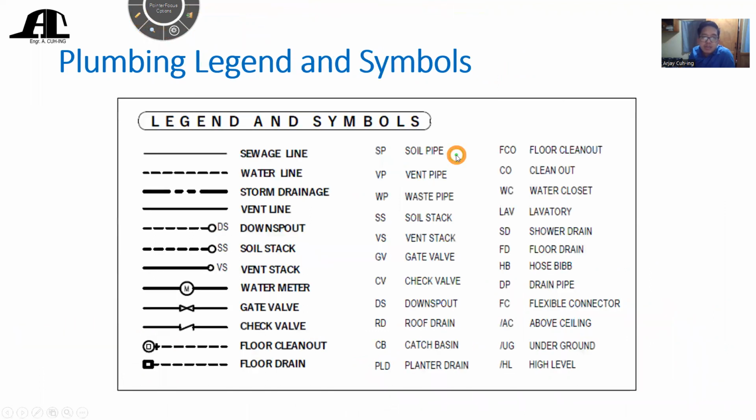Okay. Tapos, meron tayo, class, legend in terms of pipings natin. Siyempre, kasama na dyan, class, yung fixtures and yung mga water meter natin. So, ito, class, pag gate valve, simpleng ganyan lang. Tapos, label lang natin na gate valve. Pag check valve naman, class, yan, check valve, so CV. Ganun. Water meter, class, kahit M lang.